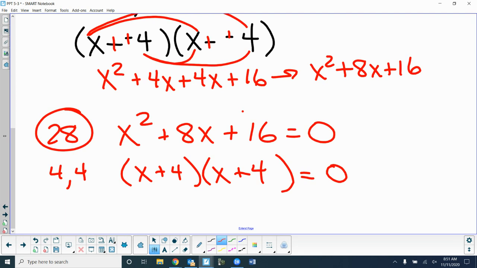All right? So I did it as a regular trinomial instead of the special one. It is a special one, but if you missed it, that's okay. See, you'll still get the right answer. And again, since they're exactly the same, you don't have to set both of them equal to 0. You can just do one. That's because they're both exactly the same.